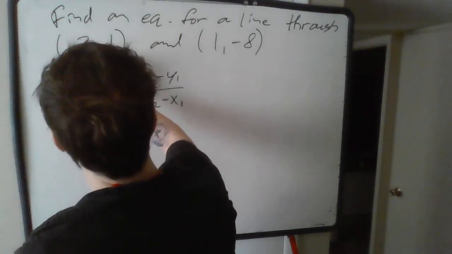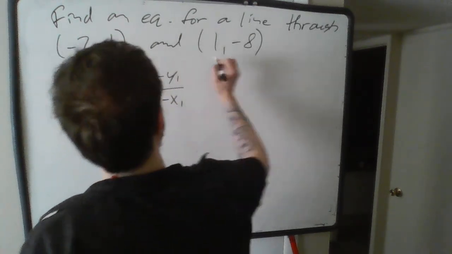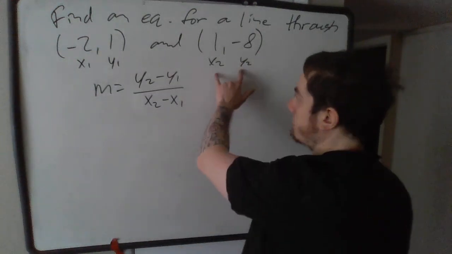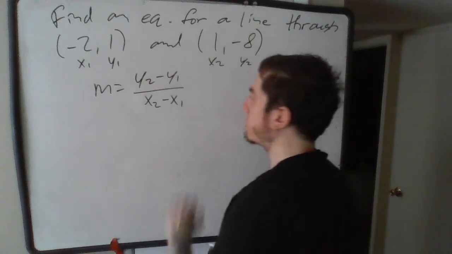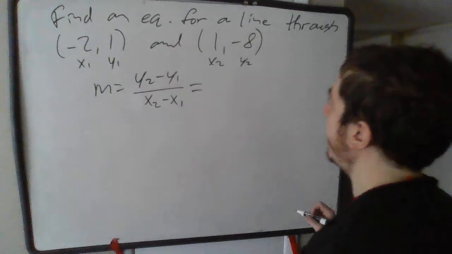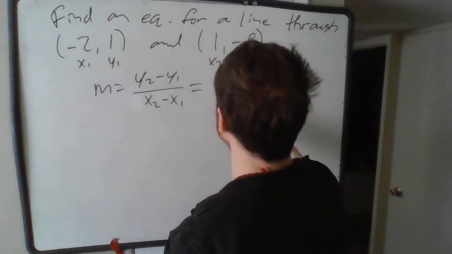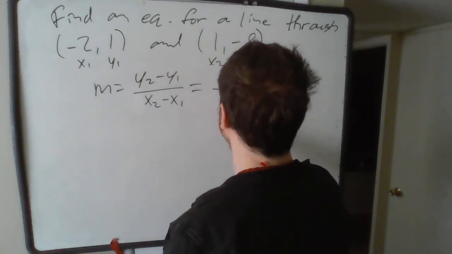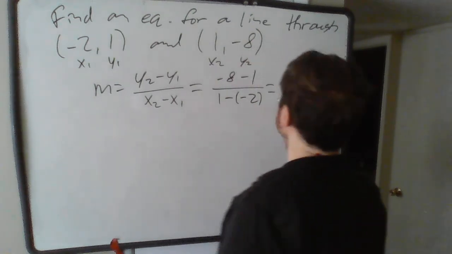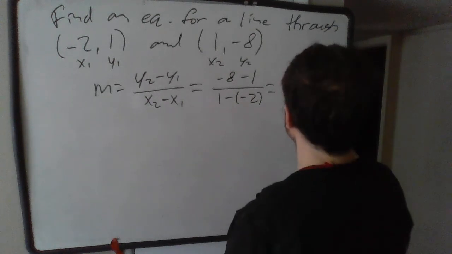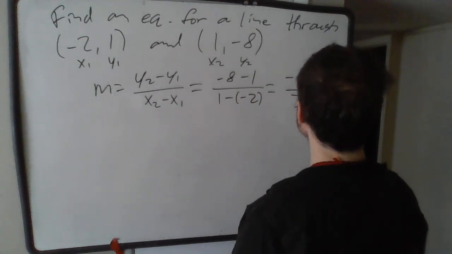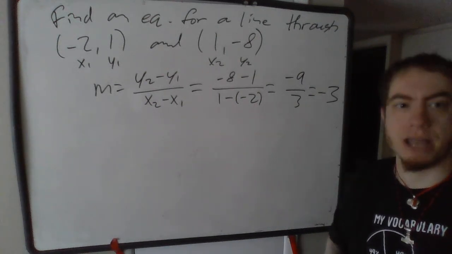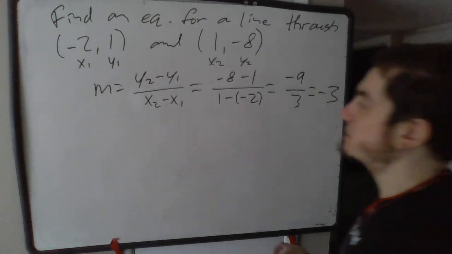So I'm just going to pick this to be point 1. So this will be my x1 and y1. This will be my x2 and y2. It doesn't matter, though. I could have labeled them in the opposite order. It turns out to give you the same thing. And when I do that, then this gives me that the slope is going to equal -8 minus 1 divided by 1 minus -2. So that's going to come out to be -9 divided by 3, which just simplifies to -3 because I can cancel. The 3 divides the 9 3 times. So that is my slope.